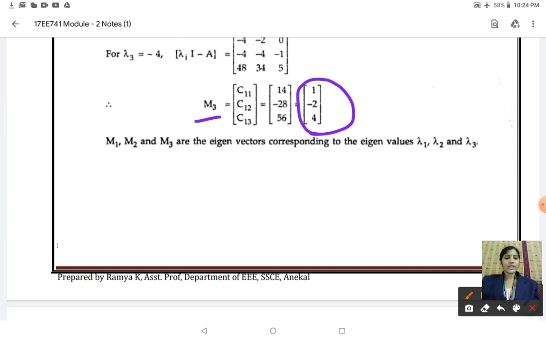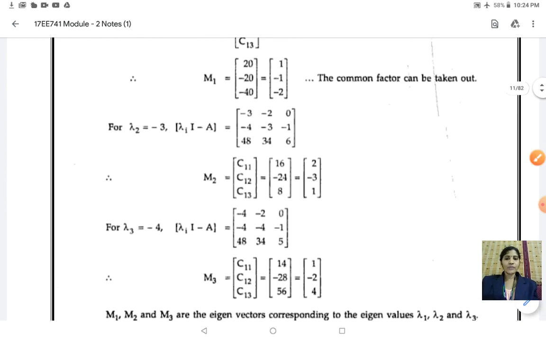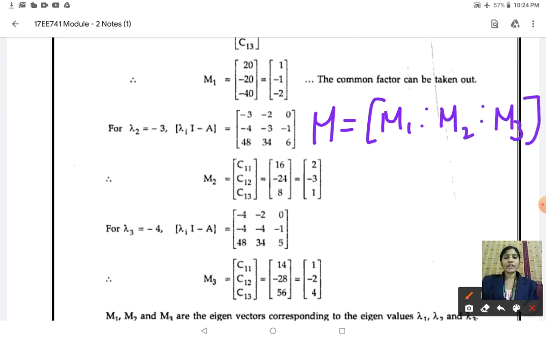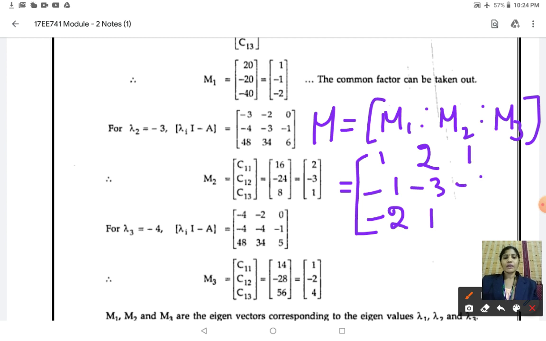Therefore, consolidating M1, M2, M3, you will get a model matrix. The complete model matrix is written as M1, M2, M3. What is your M1 identified? M1 is identified as 1, minus 1, minus 2. What is your M2 identified? It is 2, minus 3, 1. What is your M3 identified? 1, minus 2, 4. So it is your model matrix.